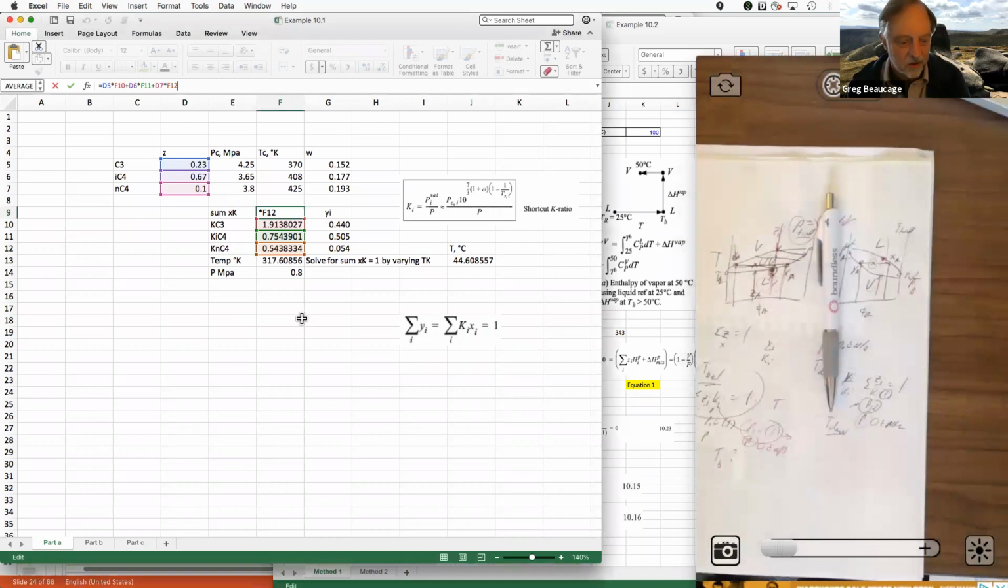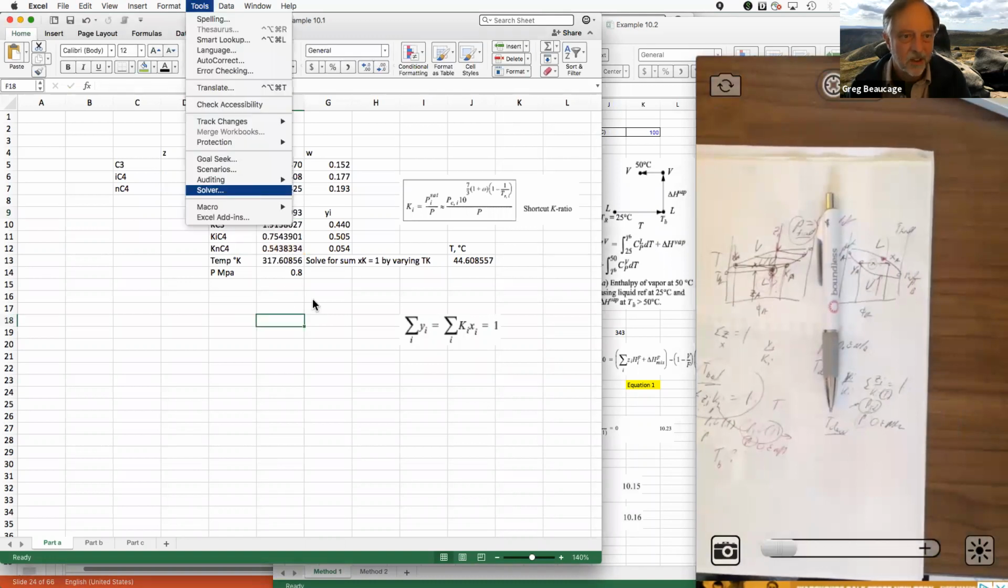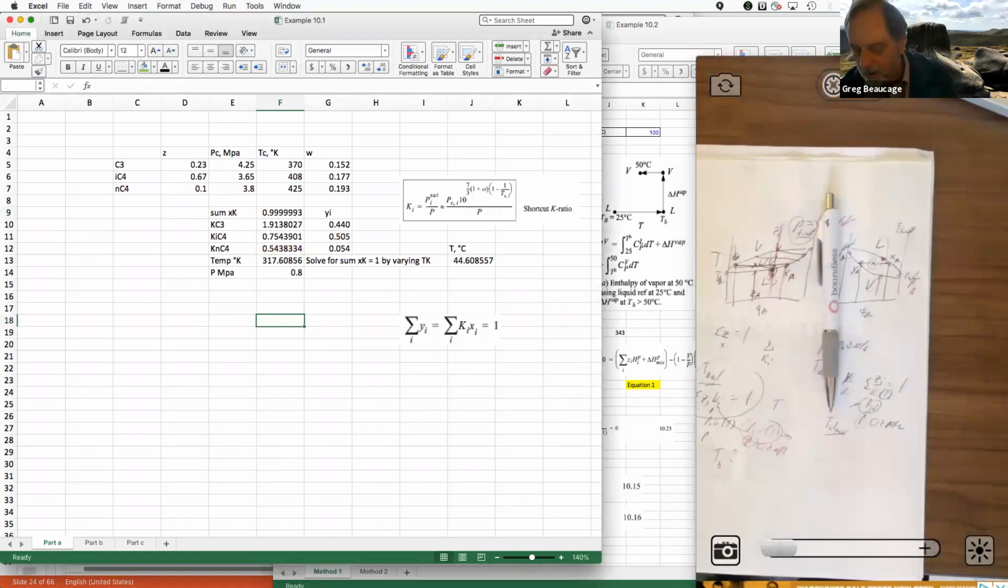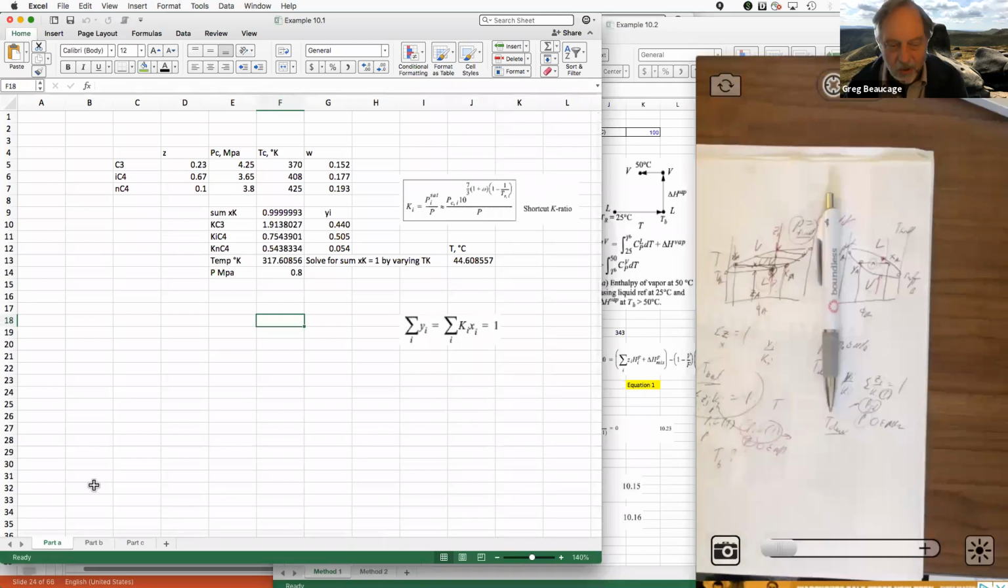Then you just use a solver routine to solve it. The sum has to equal 1, and you're going to vary the temperature. And you find that it's 317.6. Right, so that's the standard thing we've been doing. That's a bubble point calculation.